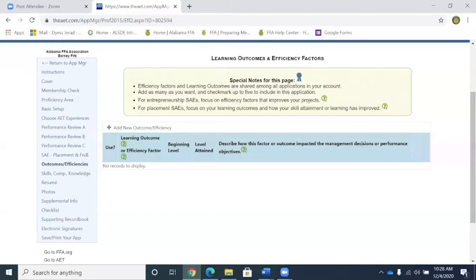All right, the next section on our placement proficiency application we're going to look at today is the outcomes and efficiencies. And correct me if I'm wrong, Mr. Chip, but this would also be on any of the forms. It would be on the entrepreneurship as well. That's correct. Yes, and a combination. But we're going to look at it today from a placement standpoint, I believe.